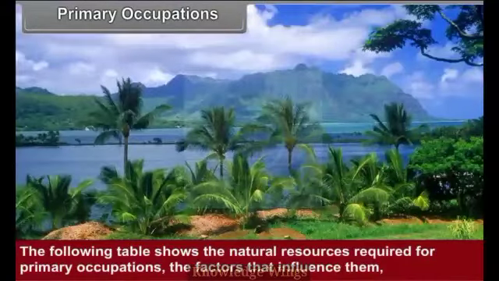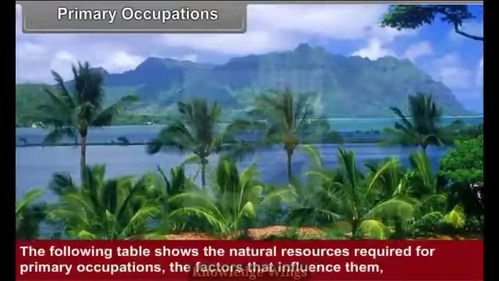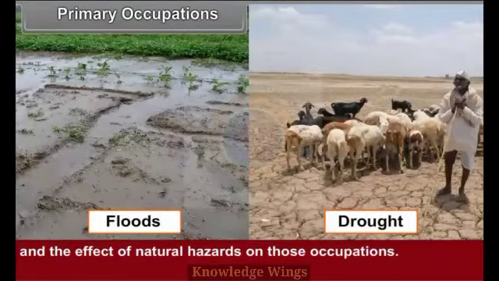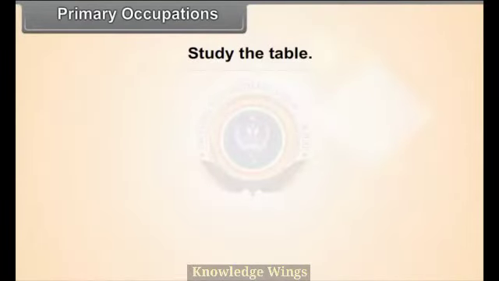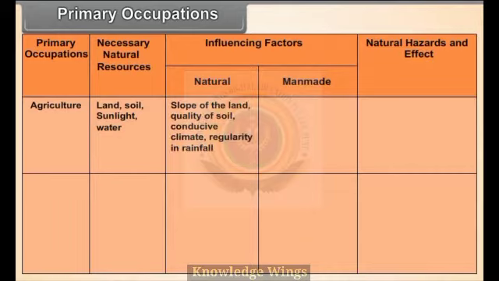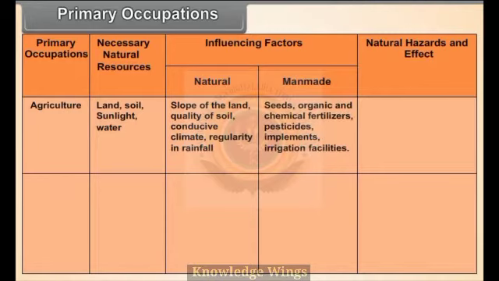The following table shows the natural resources required for primary occupations, the factors that influence them, and the effects of natural hazards on those occupations. Study the table. Primary occupations. Agriculture. Necessary natural resources: land, soil, sunlight, water. Influencing factors: natural, slope of land, quality of soil, conducive climate, regularity in rainfall. Man-made: seeds, organic and chemical fertilizers, pesticides, implements, irrigation facilities.